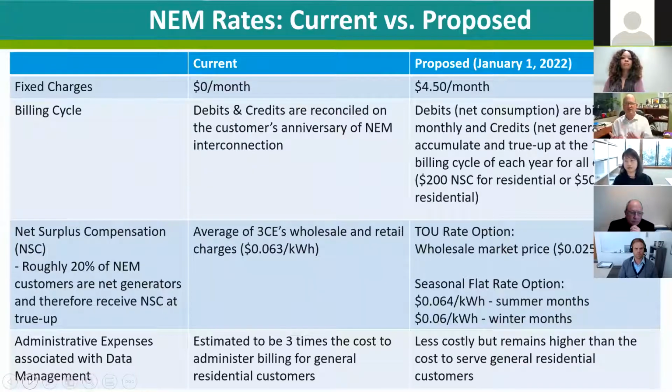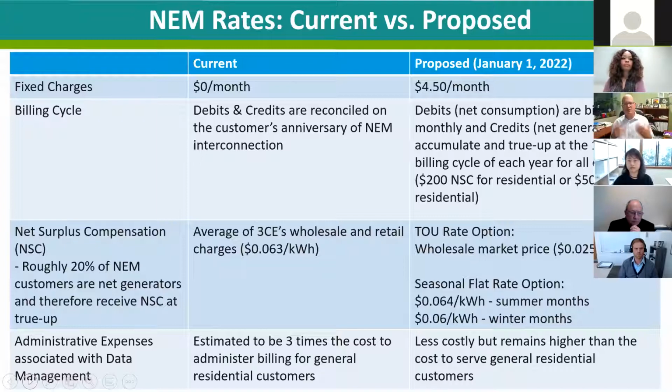So 3C's done some analysis and said, if we were going to sell that excess energy back to the market, the average wholesale market price is about 2.5 cents. So that's what we're going to value the net surplus compensation at under the time of use rate option, if that's what you choose. If you choose to stay on the seasonal flat rate option, then 3C is going to continue to use our average retail rate, about 6.4 cents during the summer and about 6 cents during the winter months, as the value of the compensation for that excess generation. So again, it depends on how much generation you have and when you have it, relative to which of those rate options might make sense to you.